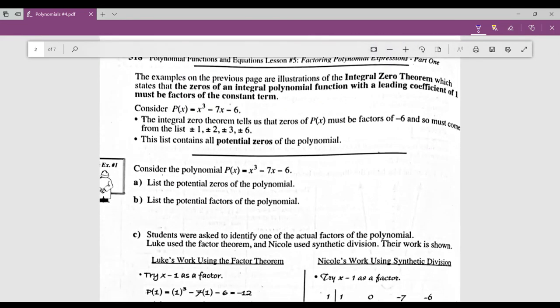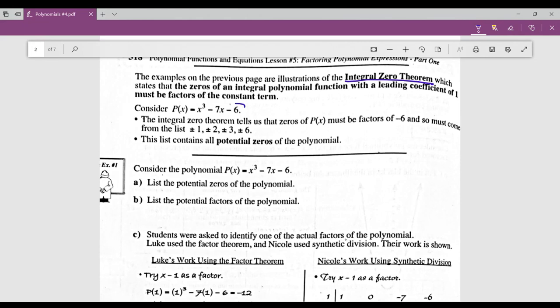Okay, so how do you find these? How do you get a starting point here? Well, you go to the constant term. Okay, this is called the integral zero theorem. I will not ask you that.